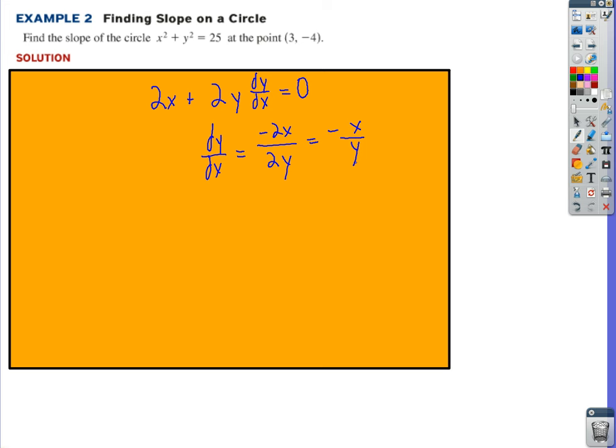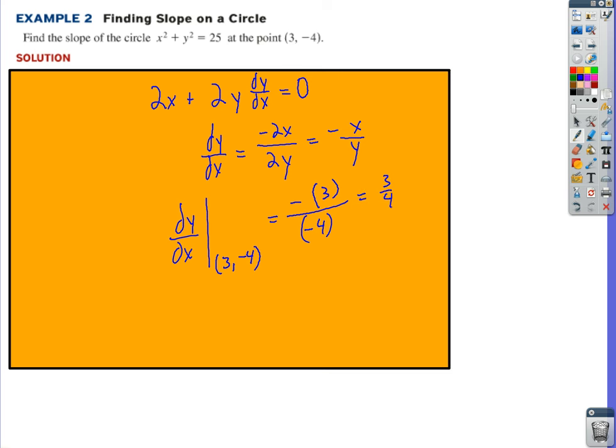Well, now what do they want me to do? They want me to find the slope at a particular point. Notice here I have a point 3 comma negative 4. So what they're asking for is to say evaluate dy dx at 3 comma negative 4. Well, when I do that, I just plug in the x's for x's and y's for y's. So I have a negative 3 over a negative 4, which is then equal to a positive 3/4.